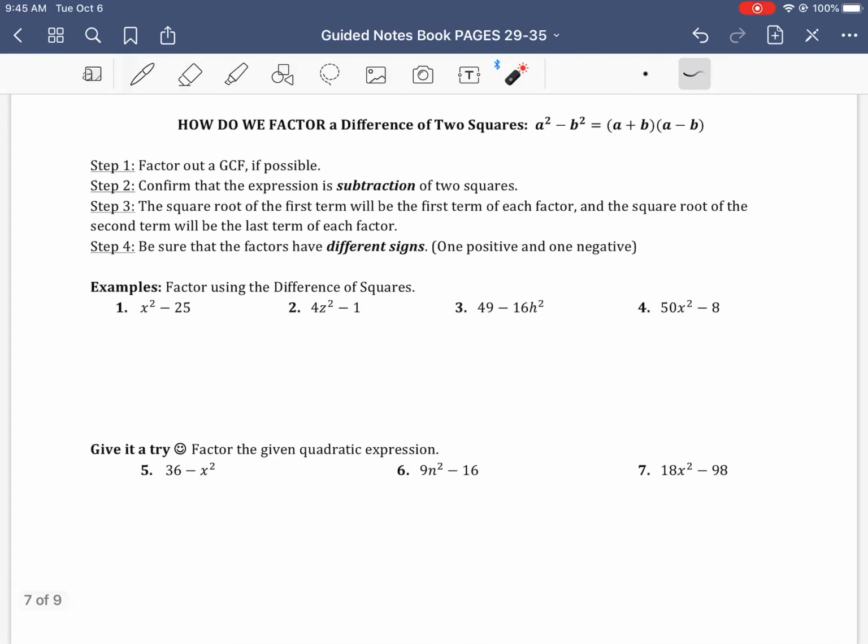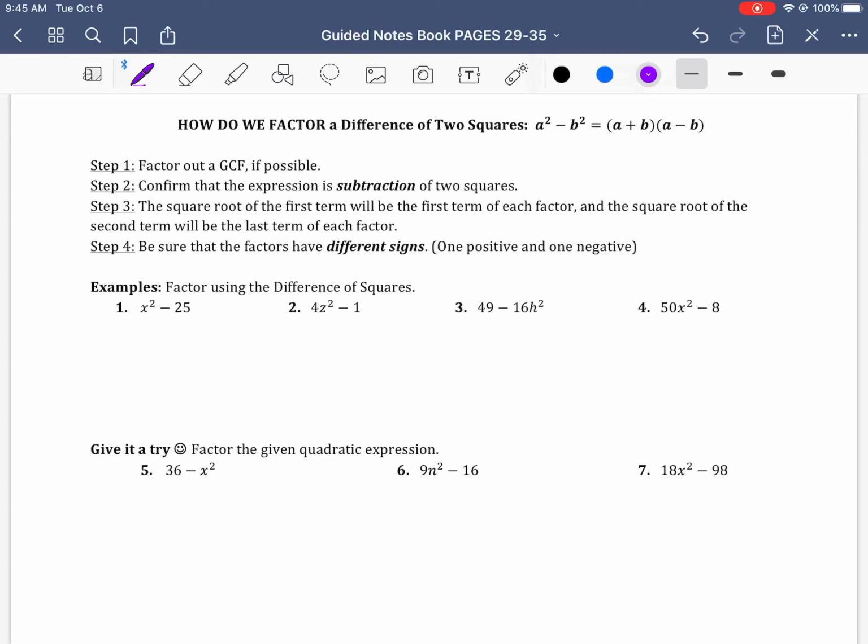So here are the steps if you need to be reminded. Step number 1, factor out a greatest common factor if possible. We always do that when we factor anything. Number 2, confirm that it's subtraction. You need it to be subtraction, not addition. Notice that all the examples 1, 2, 3, 4, 5, 6, and 7 are all subtraction. Then the square root of the first term gets to be the first term of the factor. The square root of the second term will be the last term of each factor. And then be sure that the factors have different signs. So let's work through a few of these.